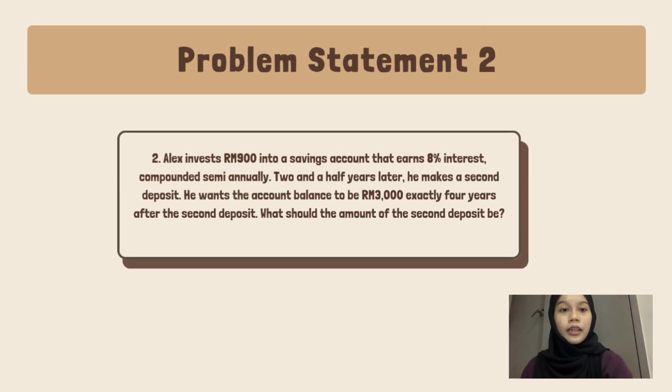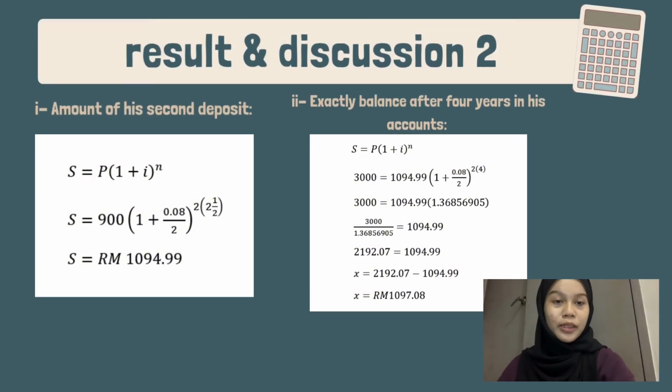For the next problem statement of compound interest, let's invest 900 ringgit into a savings account that earns 8% interest, compounded semi-annually. 2.5 years later, he makes a second deposit. He wants the account balance to be 3,000 ringgit exactly 4 years after the second deposit. What should the amount of the second deposit be?